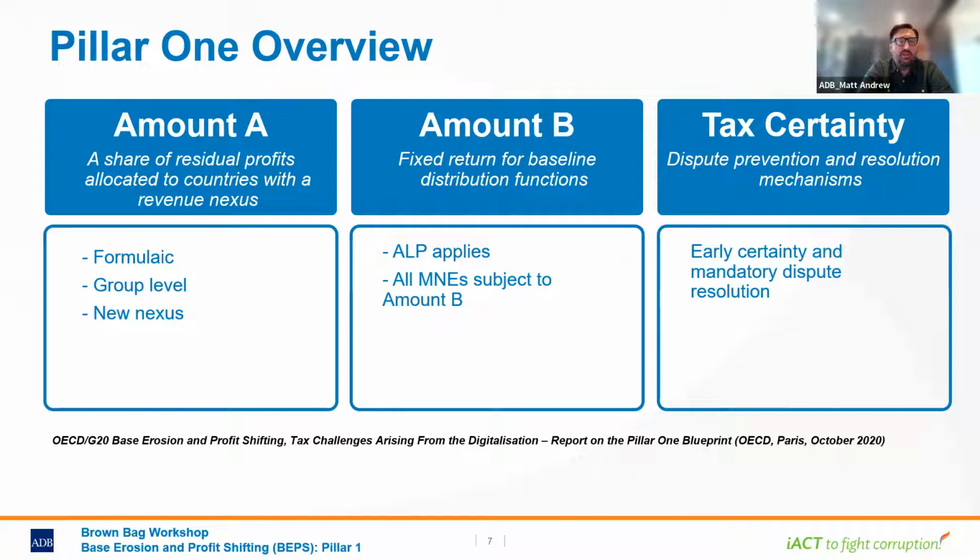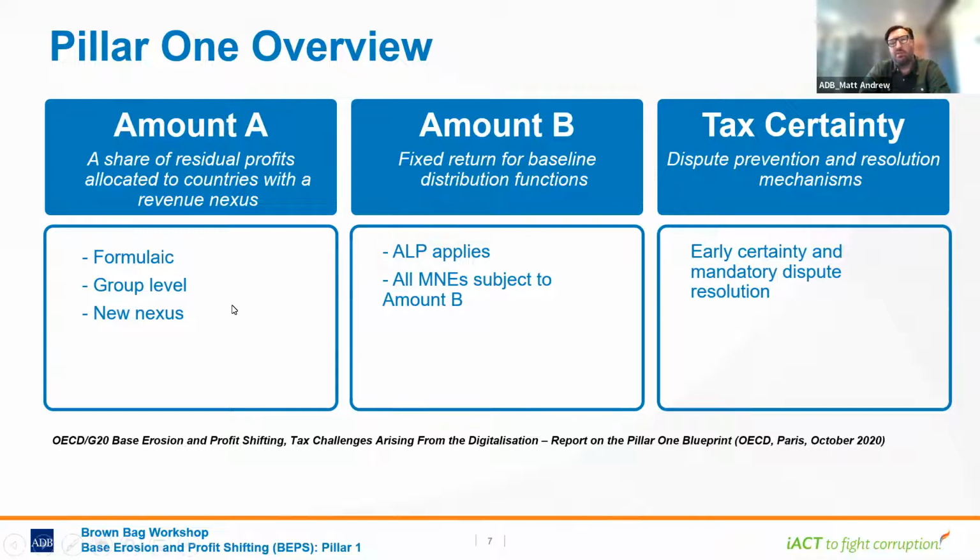The second, the allocation of Amount A is based on a formula. And so it's 25% of profits above 10% adjusted profit before tax. So it's not calculated using current transfer pricing rules to allocate profits. It's calculated based on a formula, which I'll walk through a little bit later.